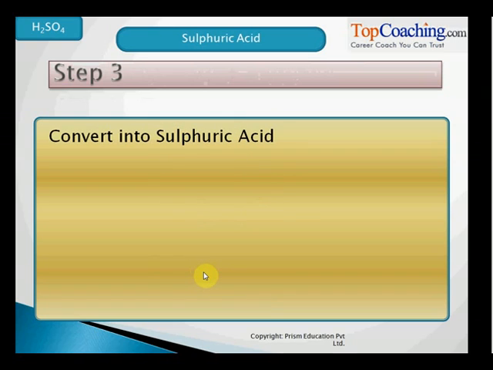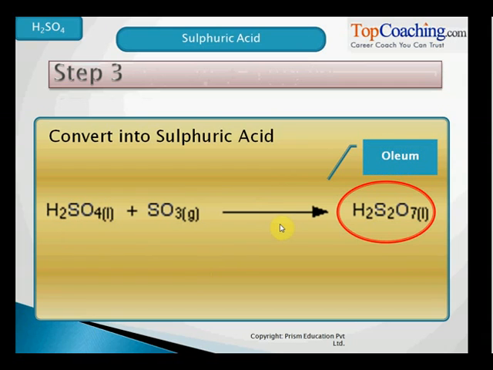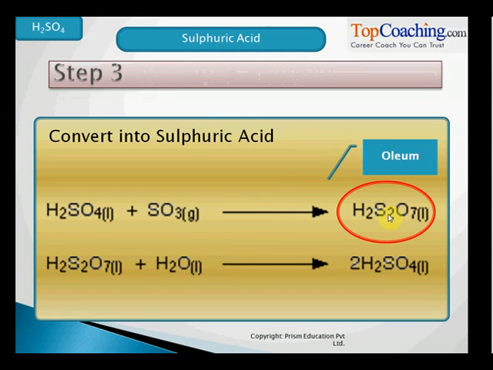Convert this sulfur trioxide into sulfuric acid. And how do we do that? Well, we need some amount of sulfuric acid in the first place, and we get an oleum with a chemical formula of H2S2O7, and it is this oleum which then reacts with water to give us 2 moles of sulfuric acid. Right?